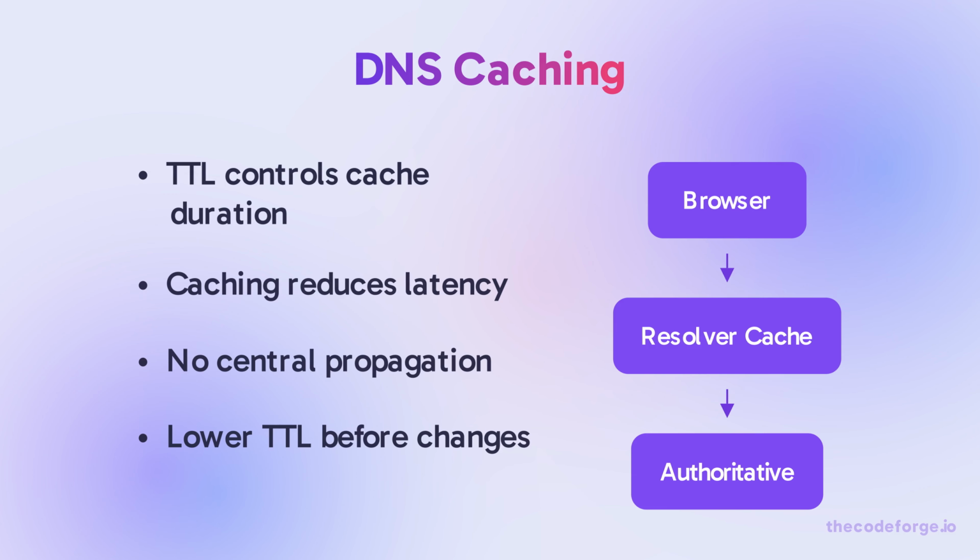Every DNS response includes a time-to-live value in seconds. This tells the resolver how long to cache the record. Caching is essential. Without it, every page load would trigger a full DNS walk. But caching is also the source of the classic DNS propagation delay myth. There's no central propagation. Each resolver caches independently and respects TTL.